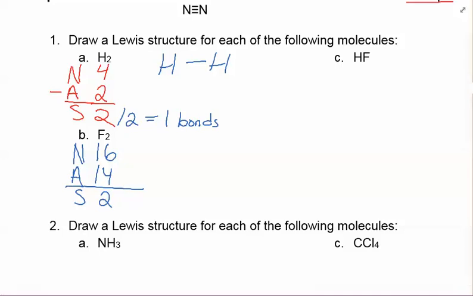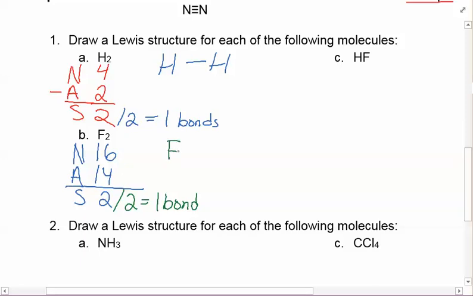So we're going to divide that by 2, which will tell us we need 1 bond. So we're going to take our fluorines and bond them together with 1 line. That 1 line is representing those shared electrons. However, when we check to make sure that fluorine has its maximum stability, right now each fluorine only has 2 electrons. That's not fulfilling the octet rule.